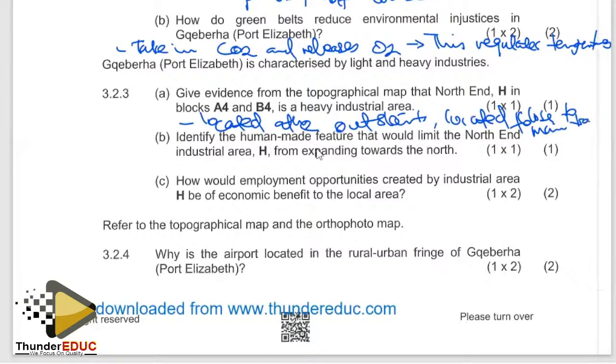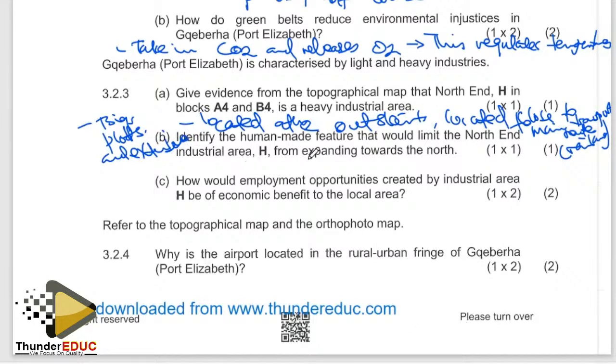main transport route. What do we see there? It is a railway line. Okay, you can also look at the plots, big plots of land that are occupied at the outskirts. You can say big plots and extensive. It can only extend that far if the land is cheap on the outskirts.